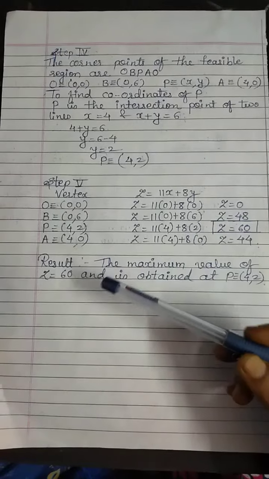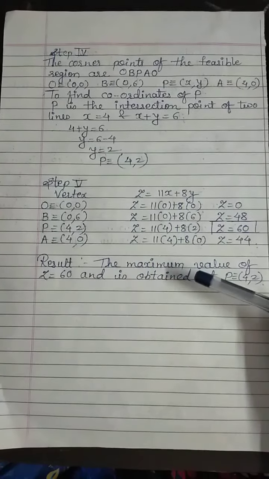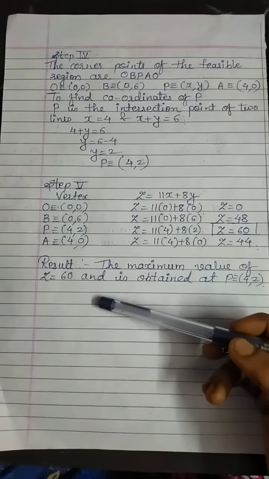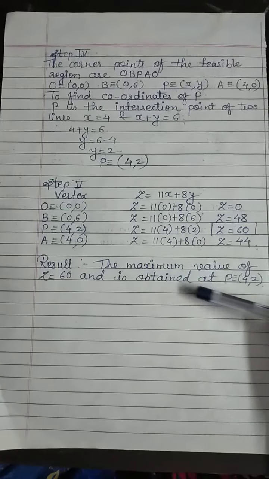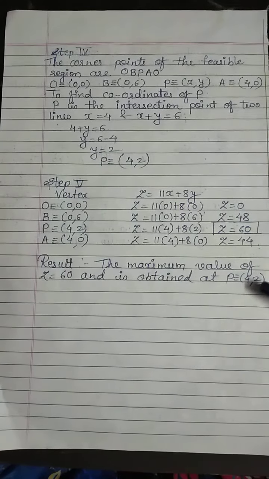So we can write the result as the maximum value of z is equal to 60 and is obtained at the point P(4, 2).